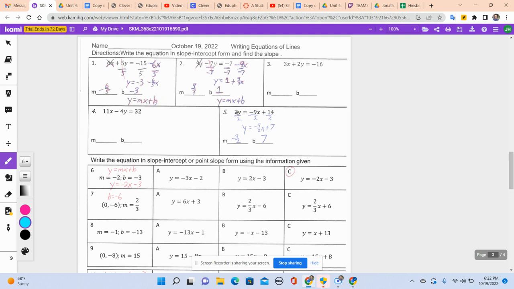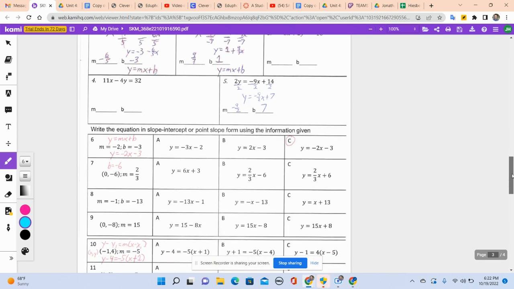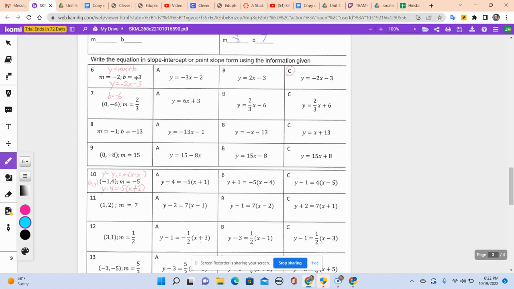And step 5, the x has already been moved for you, so all you had to do is divide by 2 to get your answer. The next section is multiple choice. You're given the m, you're given the b, you have to put it together.